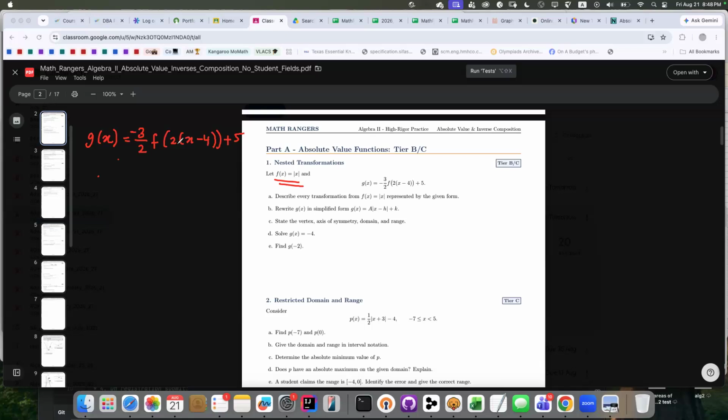Can I try describing the transformations? Sure, go ahead. It would be a reflection over the x-axis, and then a vertical stretch of 3 by 2. And then I think it's a horizontal compression by 1 by 2, and then going to the right by 4, and then going up 5. What do you guys think? Do you want to check against the answer? No, you got it.